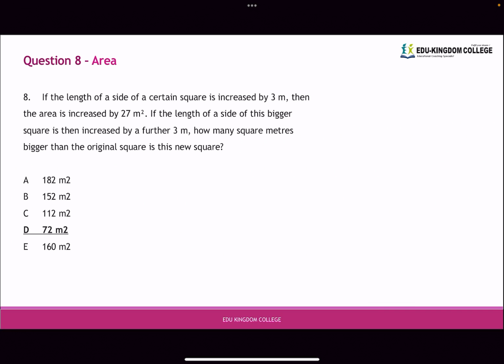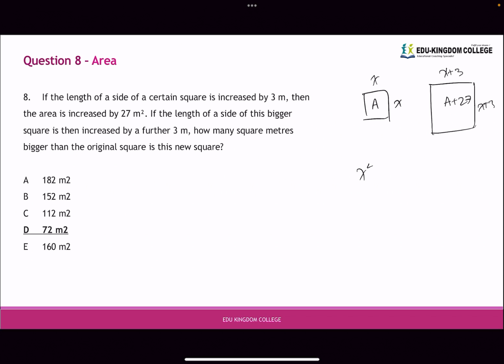Question 8. If the length of a side of a certain square, let's say it's x by x, with area A, is increased by 3, then the area is increased by 27 centimeters squared. So x plus 3 equals A plus 27. So let's write that out.